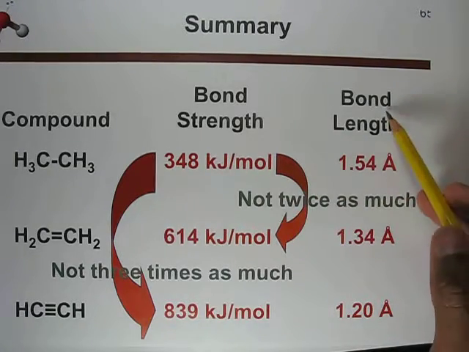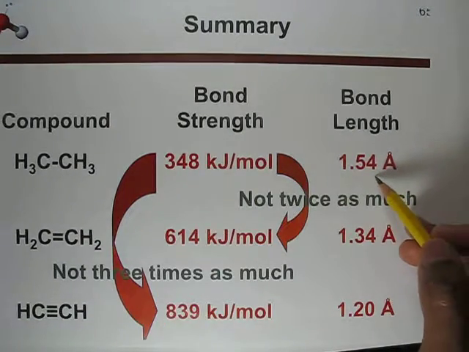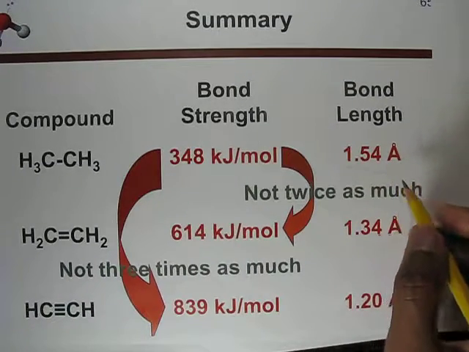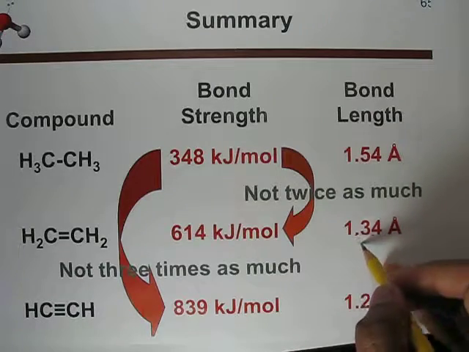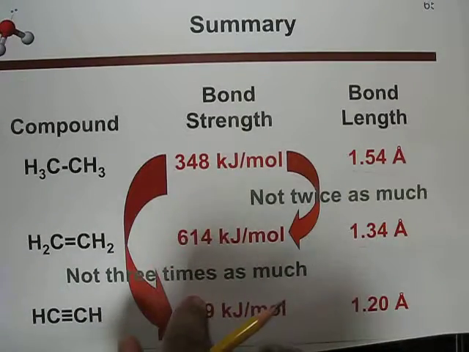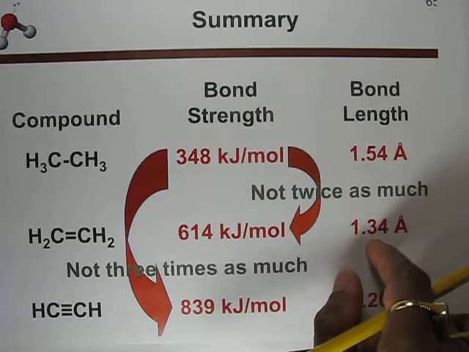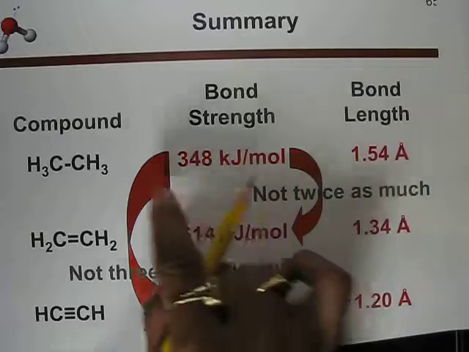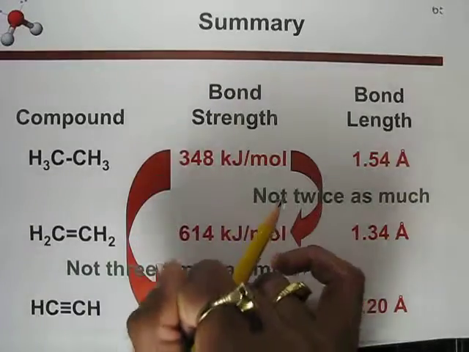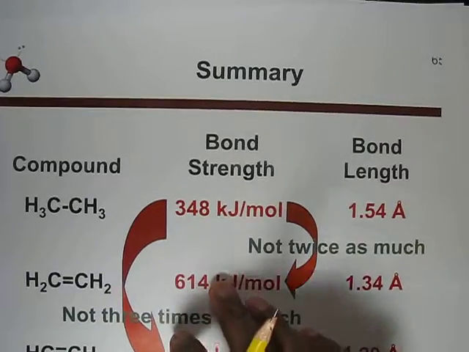Now the bond length. The single bond is the longest one. You can see the distance between the two atoms is largest, then this is shorter and this is the shortest one. So the triple bond is the shortest and strongest. The double bond is strong and short compared to the single bond, and the single bond is the weakest and longest. So a single bond can be broken more easily than the double bond, and the triple bond. So this was about the bond length and the bond strength.